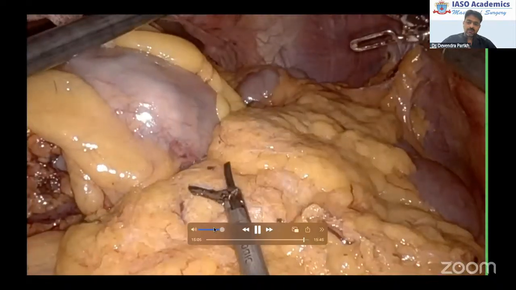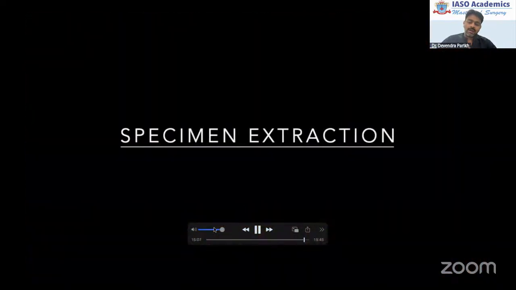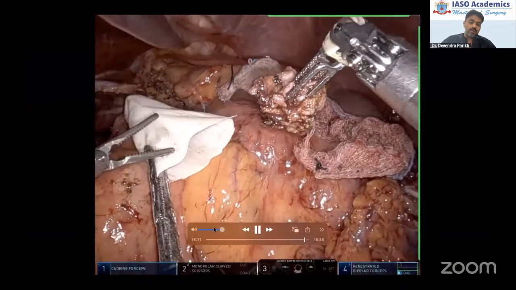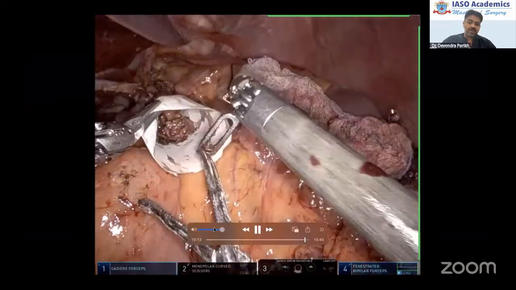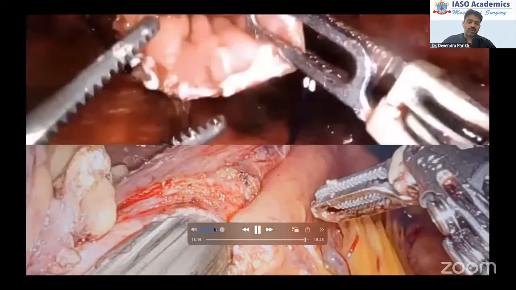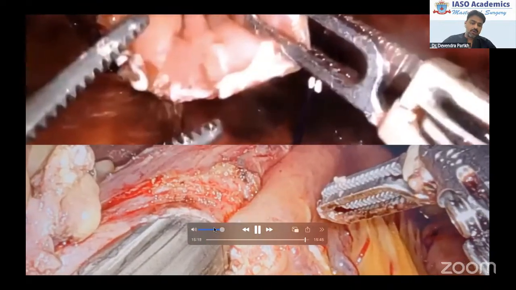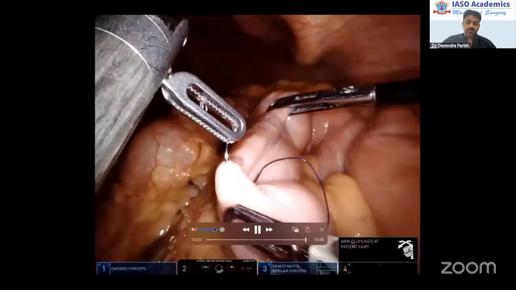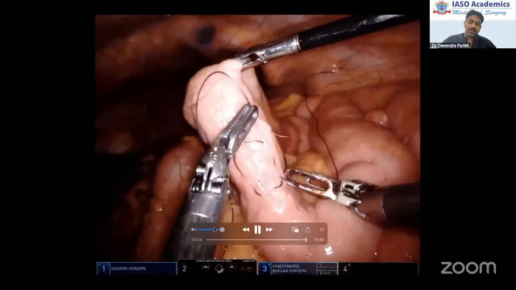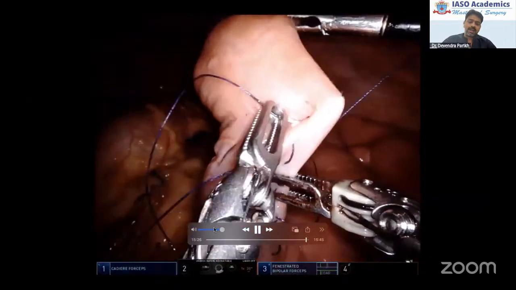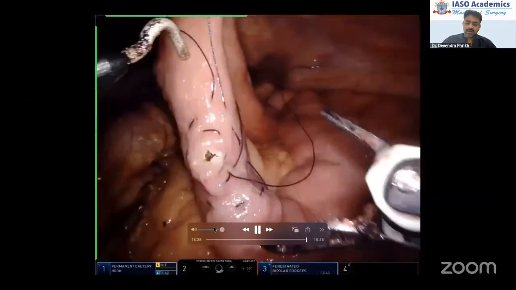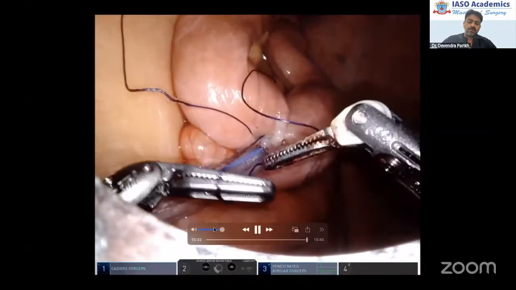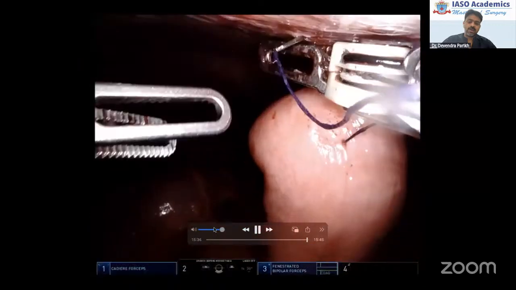For specimen extraction, we have to be wary of the fact that every single bit of tissue has to come out in a glove bag or some form of specimen extraction bag so that we can avoid port site metastasis. Then, according to the location of the tumor, we can prepare the extraction site and subsequent anastomosis, which will be covered by the next speaker. For all total gastrectomy patients, we usually do a feeding jejunostomy.